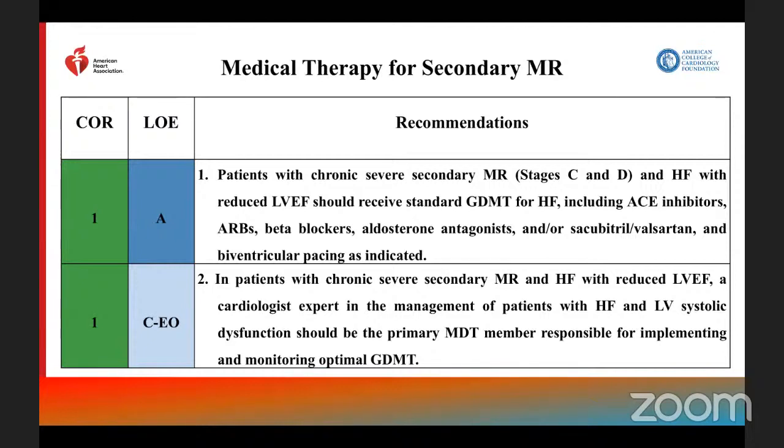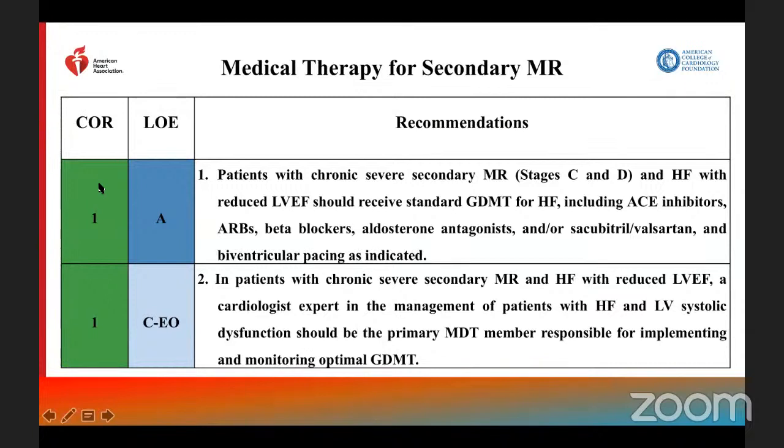For medical therapy in patients with secondary MR, patients with chronic severe secondary MR stages C and D and heart failure with reduced ejection fraction should receive standard guideline-directed medical therapy for heart failure, including ACE inhibitors and ARBs, beta blockers, aldosterone antagonists, and/or sacubitril valsartan combination, and biventricular pacing as indicated. This combination, the ARNI group, was added in the latest guidelines as a class 1.